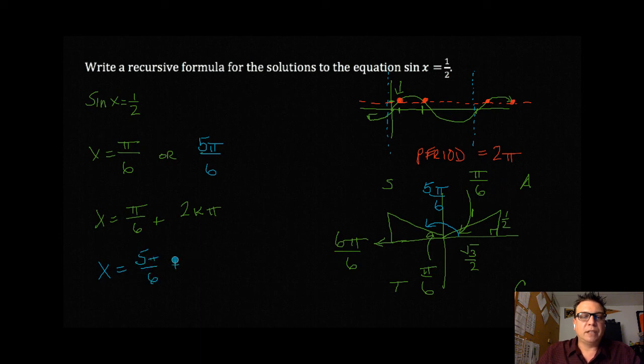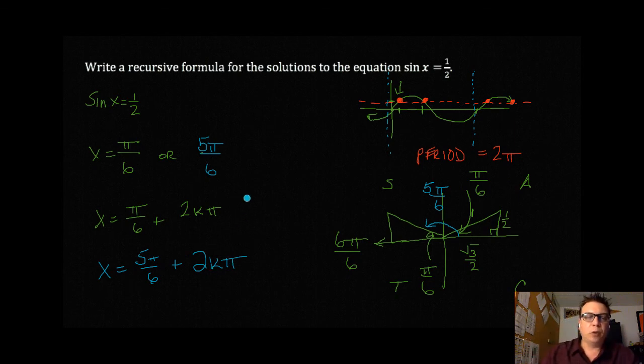So 5 pi over 6 plus, since the period is 2 pi, 2k pi. If I wanted to find out what is the next value that's associated with the front half of the curve, I add 2 pi, and that'll bring me here. If I want to know the next one, I add 2 pi, that'll bring me out here. And I can keep doing that over and over again. That's what we mean by a recursive formula.